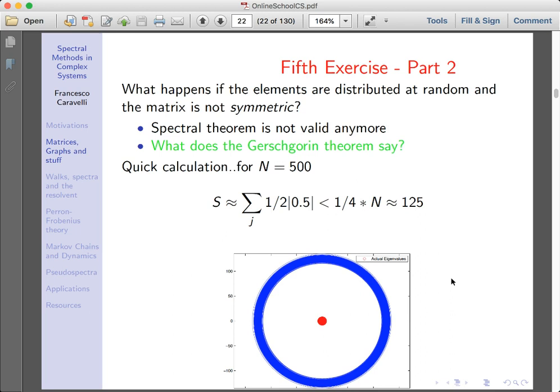Now, release the fact that the matrix is symmetric. In this case, the spectral theorem is not valid anymore. So what does the Gershgorin theorem say? Basically, you see via a quick calculation that the eigenvalues can be all over the place. And so you lose a lot of bounds on the position of the eigenvalues already. It shows that eigenvalues can move a lot if the matrix does not satisfy the normality condition.